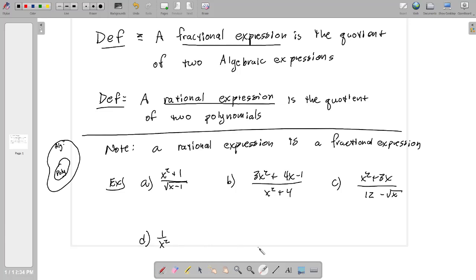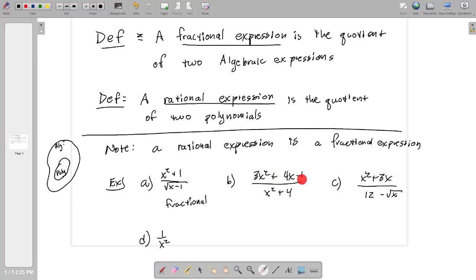Now the difference between the two is the fact that a rational expression is a polynomial. A fractional expression has algebraic expressions in its numerator and denominator, or at least one of them is an algebraic expression. Here, the denominator is an algebraic expression that is also not a polynomial. So A is actually just a fractional expression.